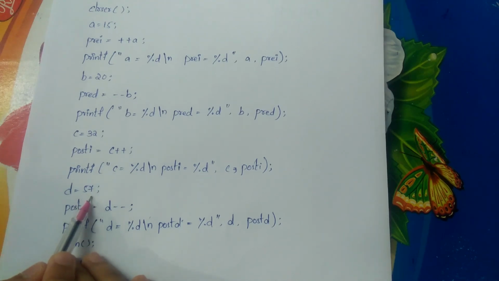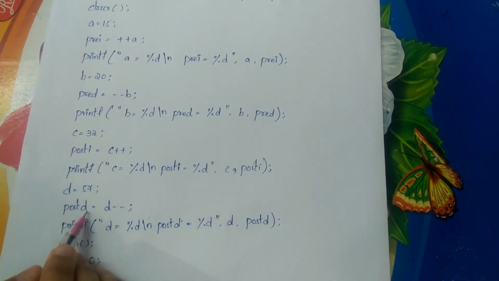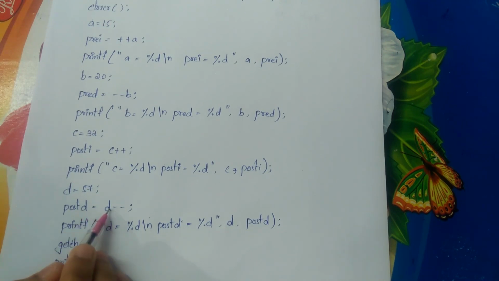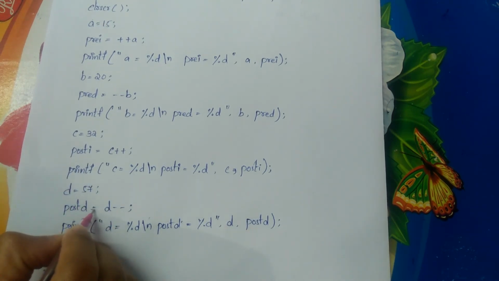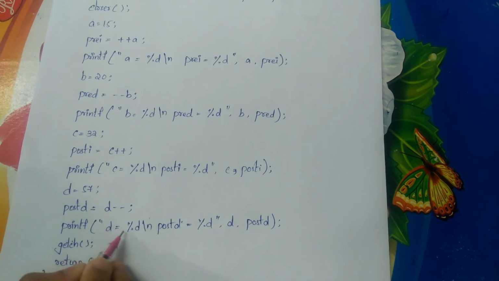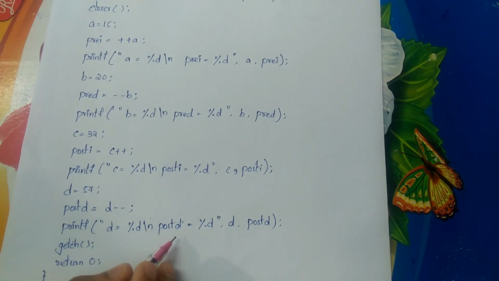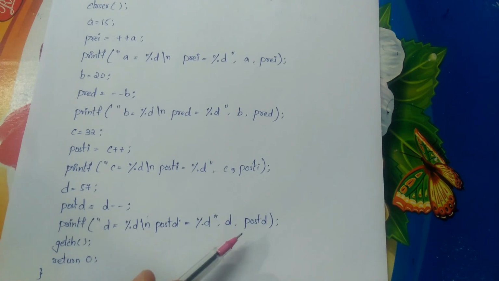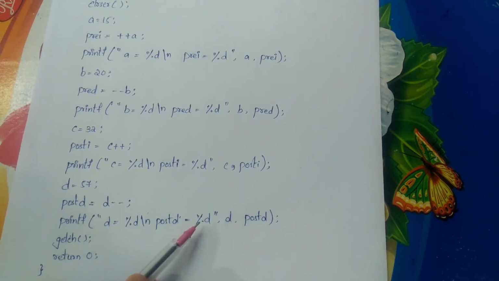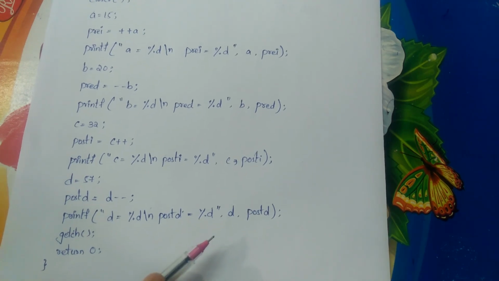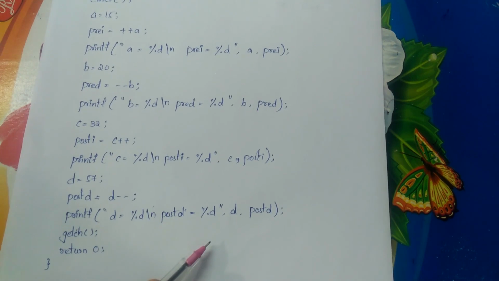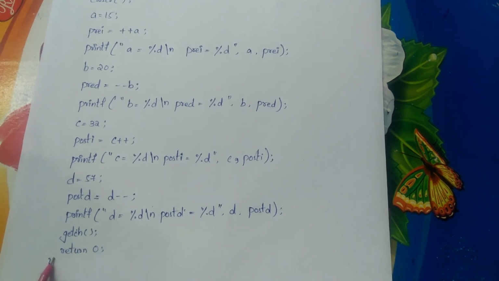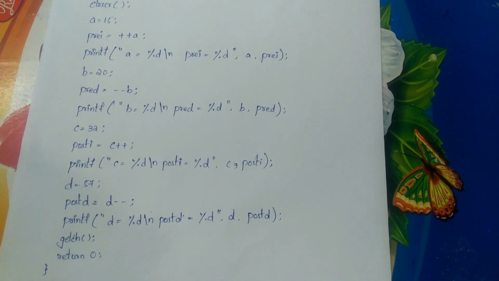Next, d is equal to 57. Now I want to do the post-decrement for 57. So post-d is equal to d--, and next printf is d is equal to %d and \n post-d is equal to %d. The first %d is for d and the next %d is for post-d. So all the operators we have included here: pre-increment, pre-decrement, post-increment and post-decrement. Then after, getch and return 0, the code. Next we have to close the curly brace.